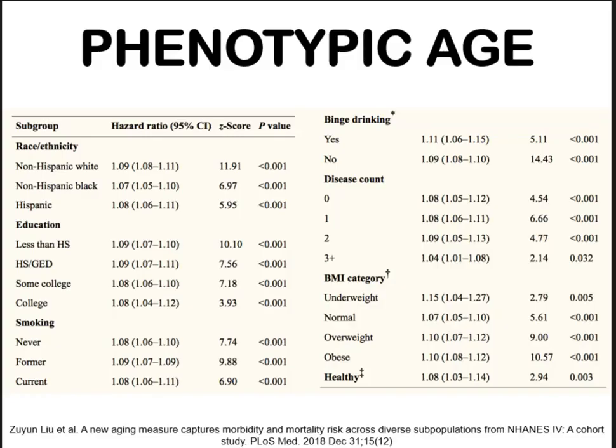So we did this by race ethnicity first, so this is self-reported. What you can see here is that it's essentially doing just as well in terms of its all-cause mortality association, regardless of which group you look at. Same thing, no difference when we look by education, no difference when we look by smoking, binge drinking, you get slightly higher for people who are binge drinkers, but the non-binge drinkers, it does just as well. Same thing, disease count, which I was really surprised.